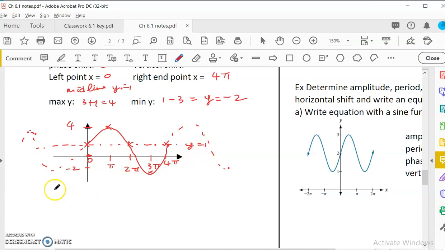Okay, let's do the 5 key points. What's the first point? It is 0, but 1 because it's y equal to 1, right? And then pi, 4. At x equal to pi, y is 4. And then 2 pi, 1 again. And then 3 pi, -2. The minimum is -2. The last one is 4 pi at the midline again, 1. Okay, so those are the 5 key points.